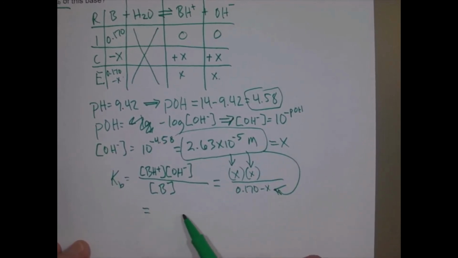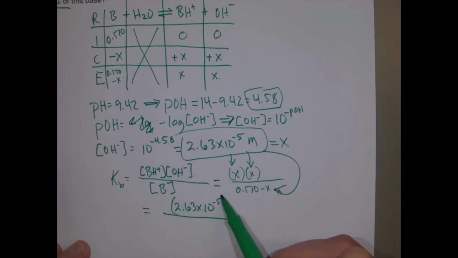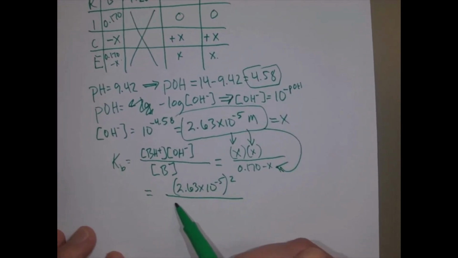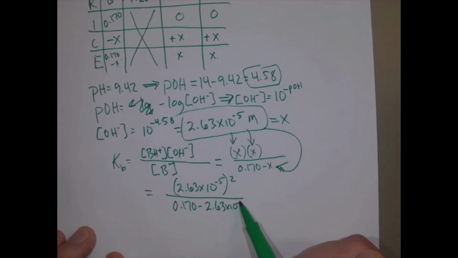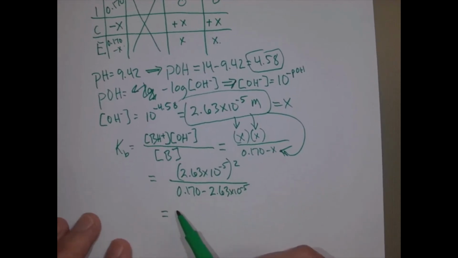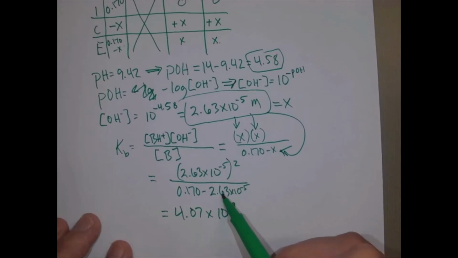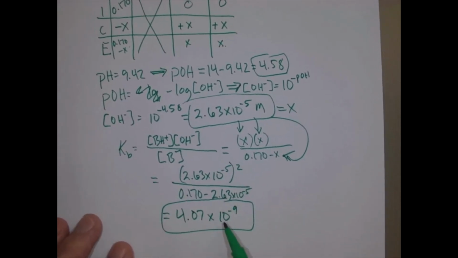And so I can do the calculation now. So it becomes 2.63 times 10 to the minus 5 squared over 0.170 minus 2.63 times 10 to the minus 5. Okay, well, if you do that math, that comes out to be 4.07 times 10 to the minus 9. So that is the answer to the question. That is the Kb of this unknown base.